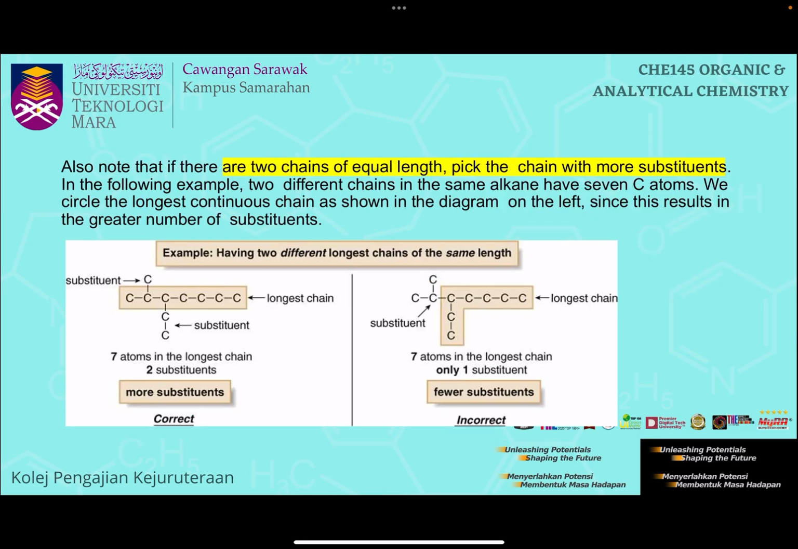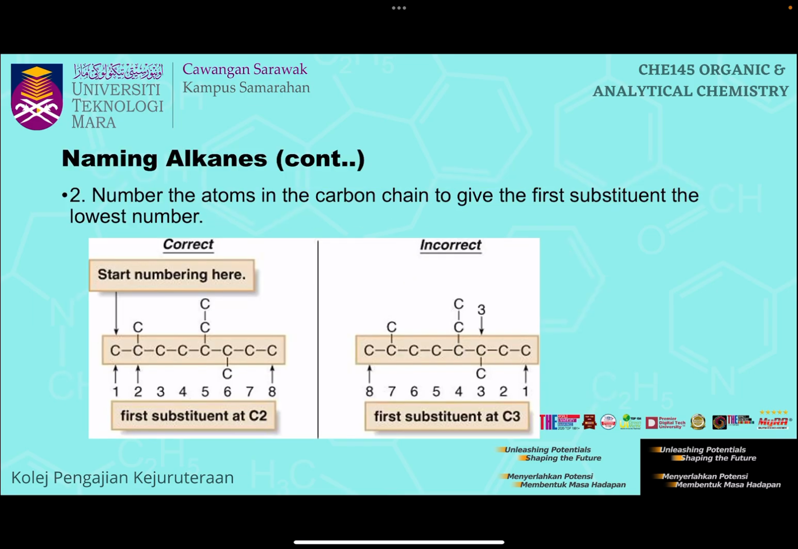Okay. So also note that if there are two chains of equal length, pick the chain with more substituents. So if we look at these two examples, both will give you 7 atoms, longest chain 7 atoms. This one will give you 2 substituents, this one only 1. So in this case, if the longest chain is the same number, find the one that gives you more substituent groups.